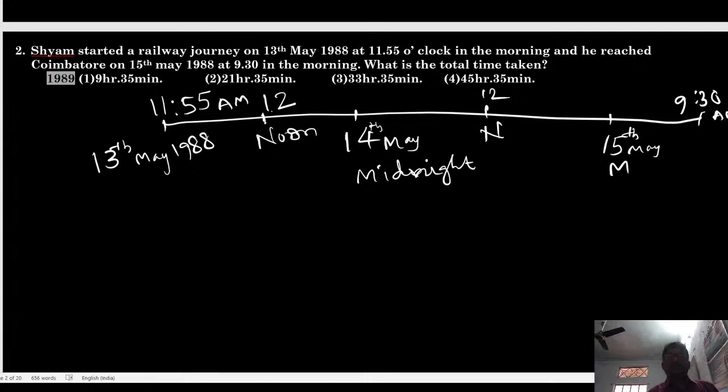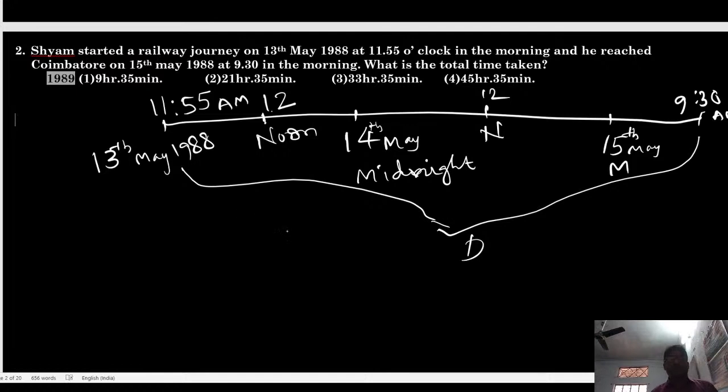So we have to find what is the total time taken, that means the duration of the time. The duration of the time is equal to, we know the formula, finishing time minus starting time. So how much is the finishing time? Here 12, here also 12, here also 12. So we can calculate now.